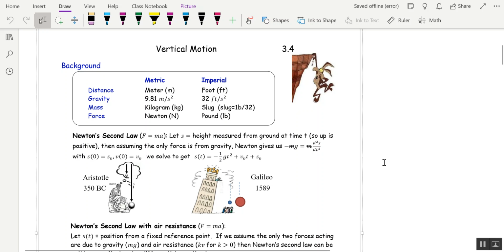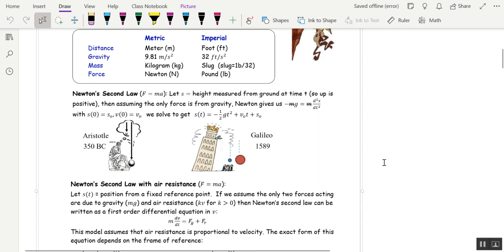So for most of your mathematical career, probably since high school, you've been assuming that when an object falls, the only force acting on that object is acceleration due to gravity. And that's an okay model. And that gives you this equation here. And you can see that position is independent of mass. And that's because if we start with force is mass times acceleration, the masses cancel.